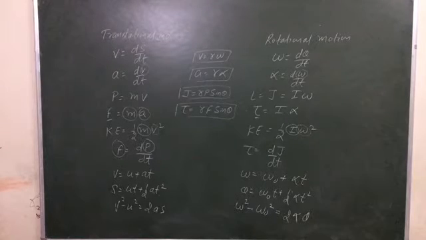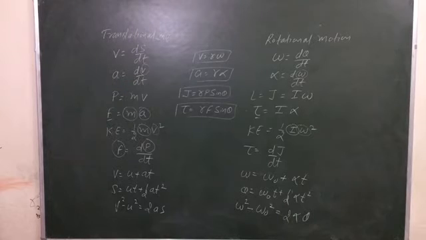In translational motion, velocity is given by ds by dt. In rotational motion, angular velocity is d theta by dt. In translational motion, acceleration is given by dv by dt. In rotational motion, angular acceleration is given by d omega by dt.